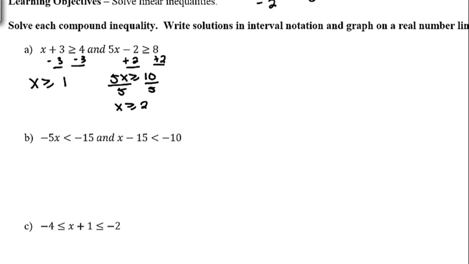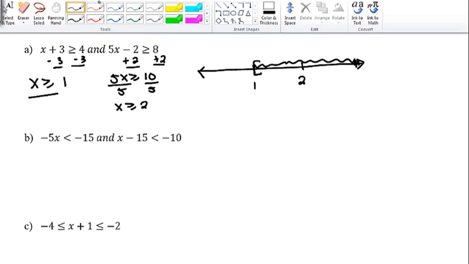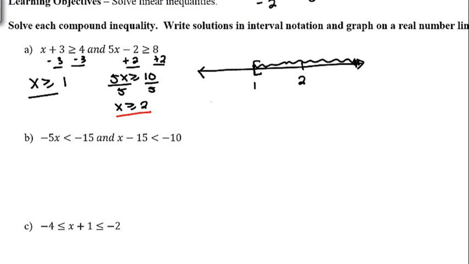And you only reverse the direction of the inequality symbol when you divide by a negative number, not a positive number. So now you want to graph both of these inequalities on your real number line. And we'll do the first one in black. X is greater than or equal to 1, so we use a square bracket because of the equal sign, and greater than means everything to the right. And then I'll graph the other one in red. X is greater than or equal to 2, so it's a square bracket and everything to the right of 2.